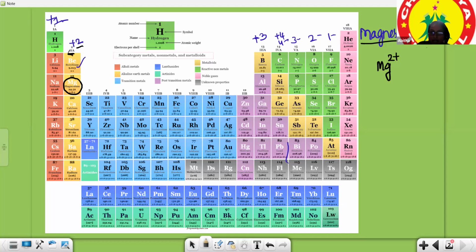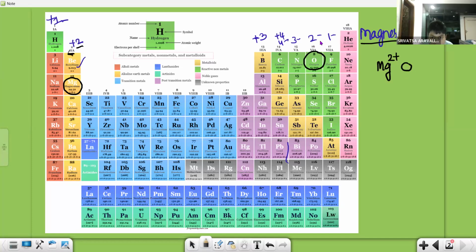Next you have oxide, nothing but oxygen. So see where oxygen is in the periodic table. Here there is oxygen. Which group does it belong to? 6A group. For the 6A group, what? Oxygen belongs to... sorry.